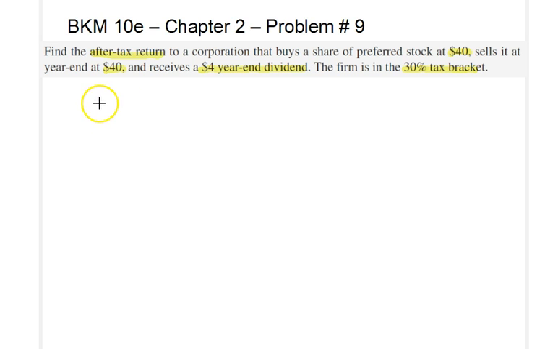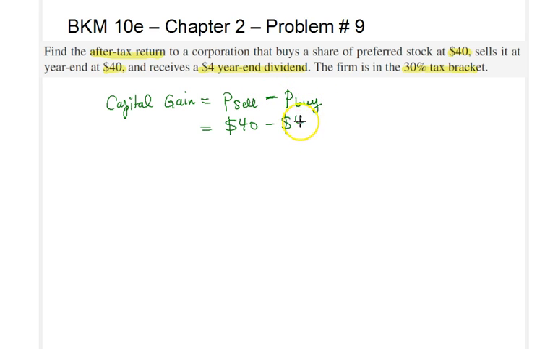So when we look at the capital gain, it is simply the selling price subtracted by the purchase price, $40 minus $40, which is $0. So in this particular case, the corporation is making no capital gain. However, it is obvious that the firm is making some dividend income at the end of the year, which is equal to $4. However, the corporate tax law gives the corporation 70% exclusion for preferred stock dividends.